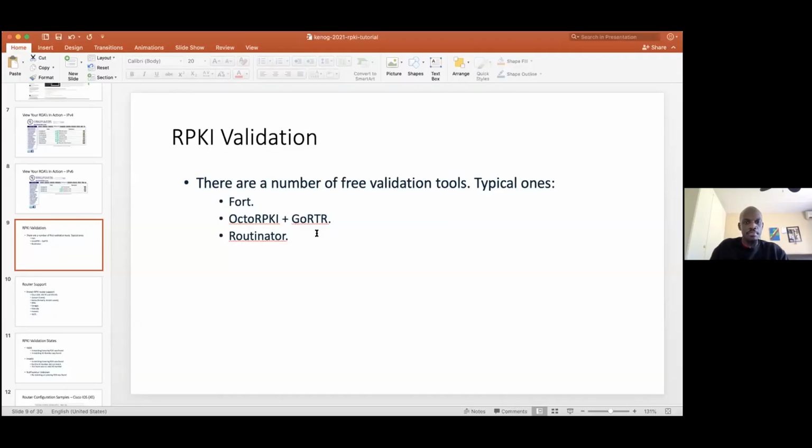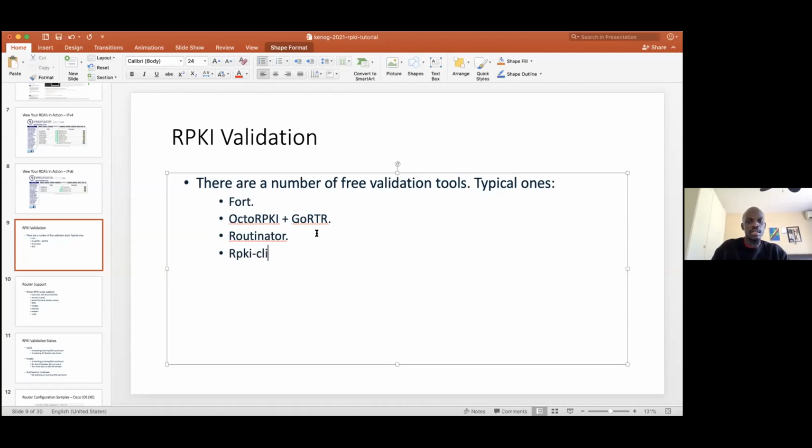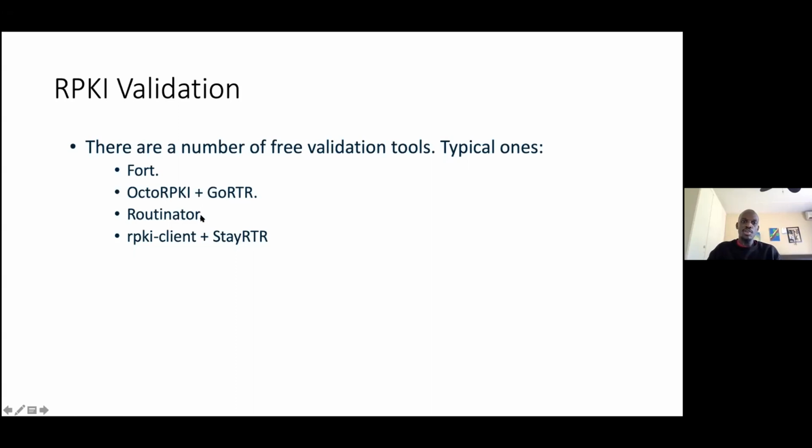So the one I'm talking about is called RPKI Client plus stay RTR. That's the next one I'm going to be testing as well. And this one you can find in FreeBSD. Routinator and RPKI Client are in FreeBSD ports. Fort is a source install at the moment. It's not difficult, but it's a source install at the moment.